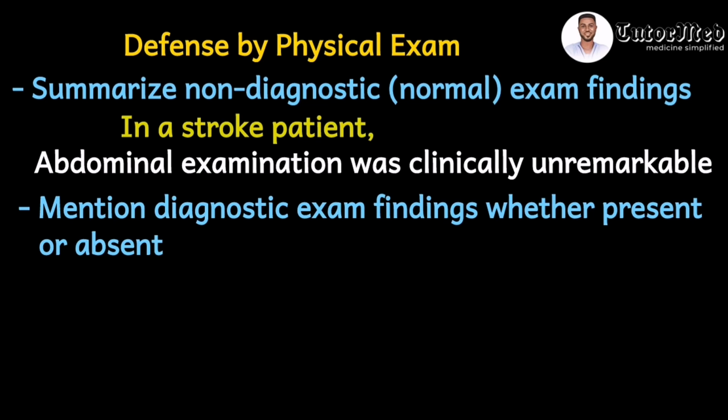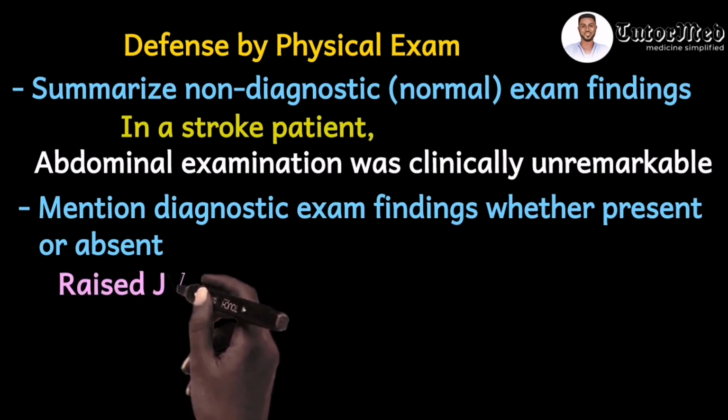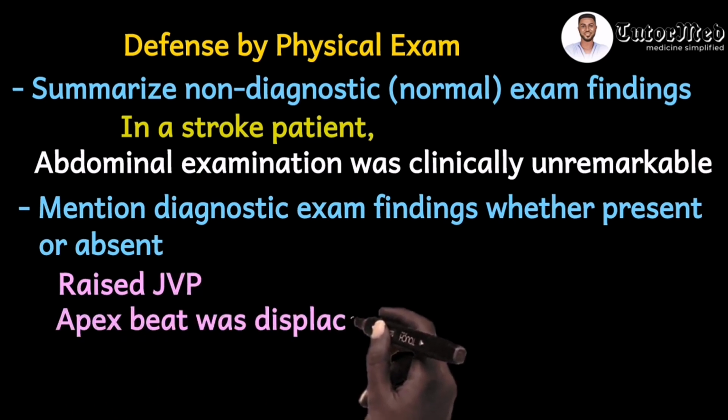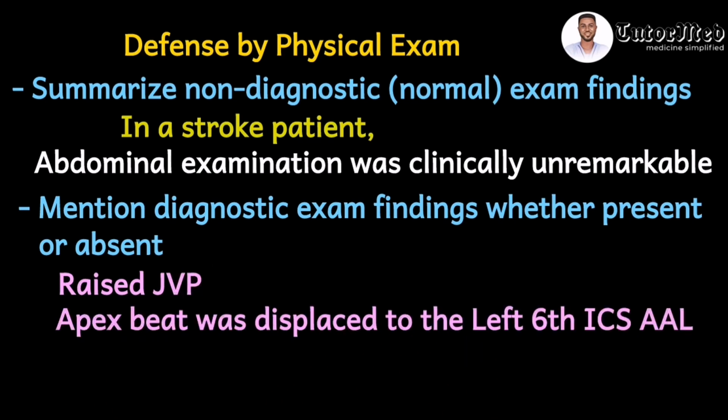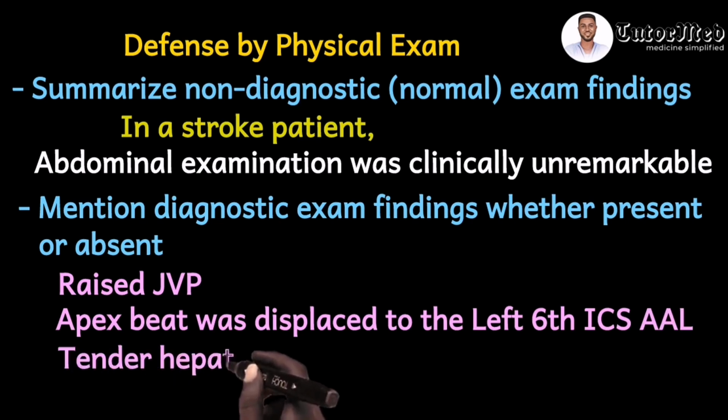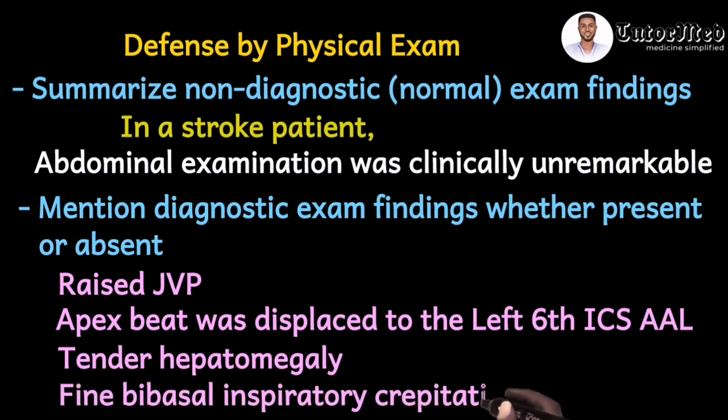The cardiovascular exam findings have to be thorough, and in fact, after mentioning the general exam findings like the patient looks unwell, not pale, not jaundiced, etc., the cardiovascular exam has to feature next. And then you mention signs which are diagnostic for heart failure, including raised JVP, apex beat displaced to the left sixth intercostal space anterior axillary line, tender hepatomegaly, and then fine bibasal inspiratory crepitations, etc.